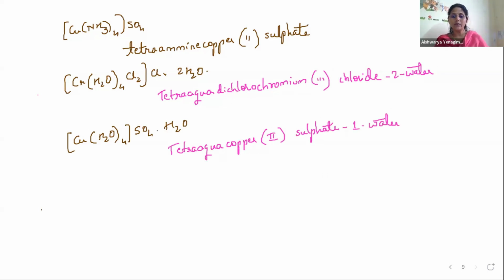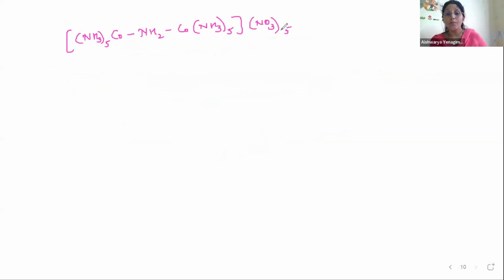Now, if you have certain bridging complexes, for example, the complex goes something like this: [Co(NH3)5(NH2)Co(NH3)5](NO3)5. While naming the bridging groups, the term mu is used. This NH2 is being bridged here. So while naming the bridging groups, you use the term mu.